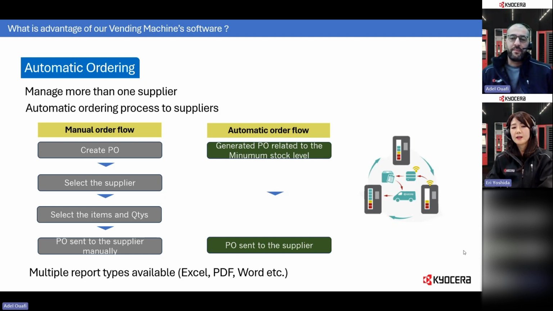Exactly. So for the automatic ordering, we need to do nothing at all. And for the manual option, there are more steps, correct? Exactly. But nevertheless, I think it's also an advantage to have a manual option for the exceptional case, as you explained. Exact. It's good to have both.